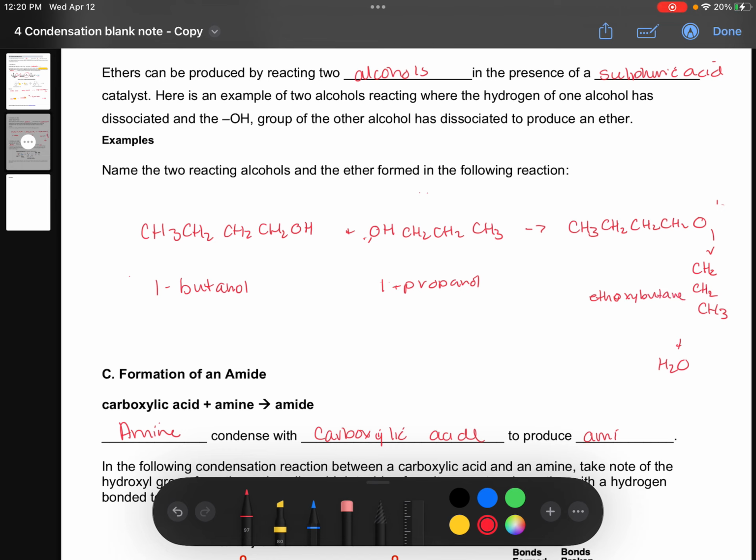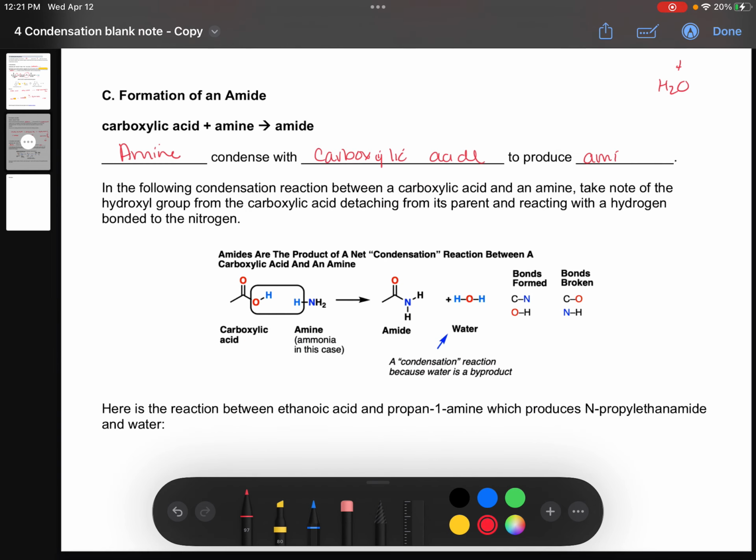All right, so check your work, make sure you named it properly. Once again, same sort of steps that we've taken in the past, so please do check to make sure you got that correct. And then the last part here is the formation of an amide.